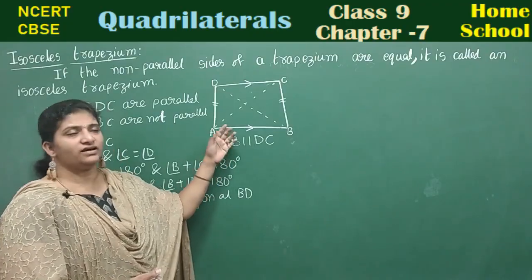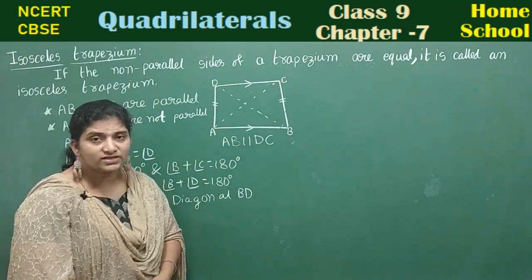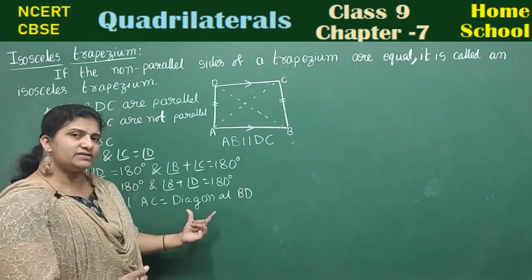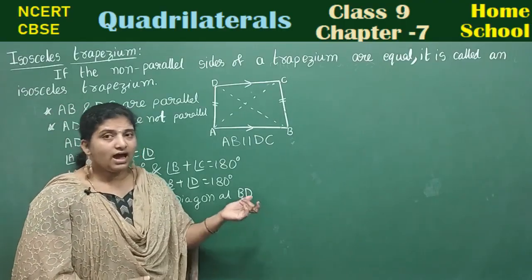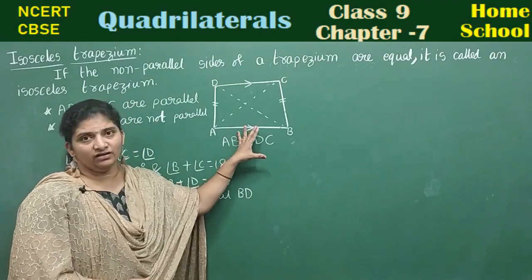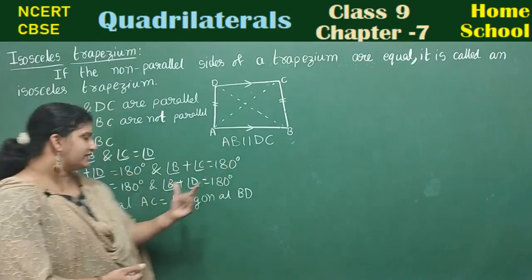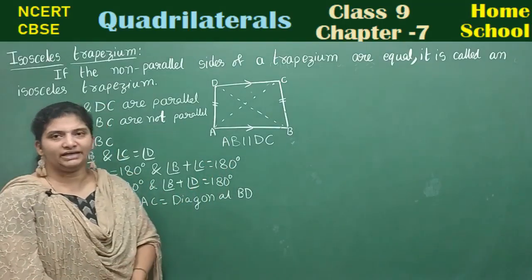What are the diagonals here? AC and BD are the two diagonals. In an isosceles trapezium, sometimes the diagonals may be equal and sometimes they may not be equal. So for this figure, the two diagonals are equal. Diagonal AC is equal to diagonal BD.